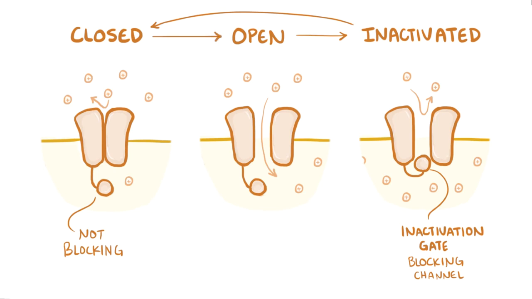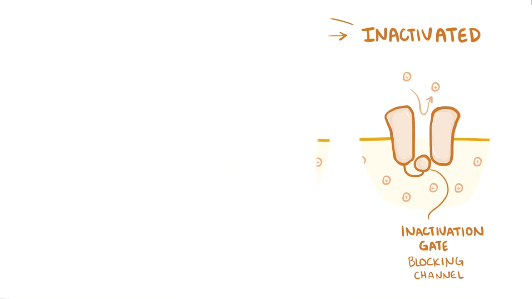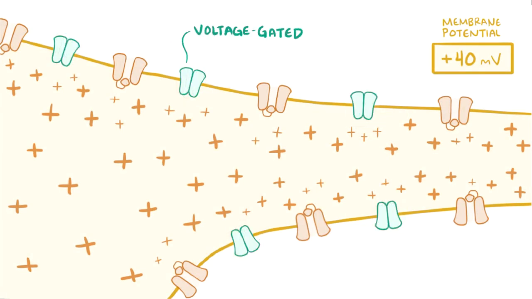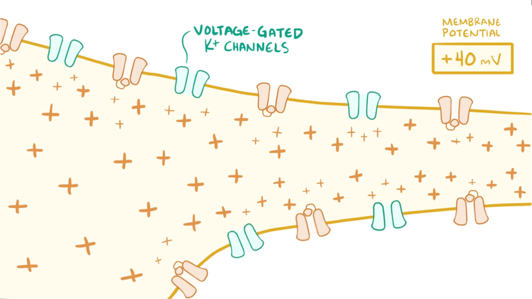The middle open state is therefore the only state where sodium gets let into the cell through the channel, and this is a very short window of time. Now, in addition to these sodium voltage-gated channels, we've also got potassium voltage-gated channels, which are slow to respond and don't open until the sodium channels have already opened and become inactivated.